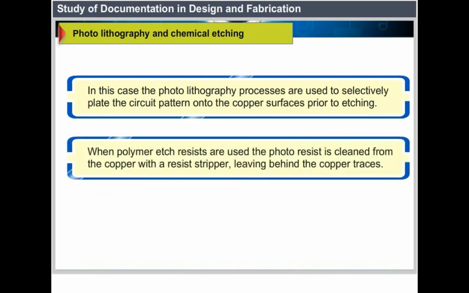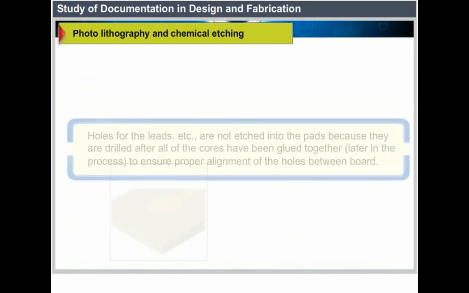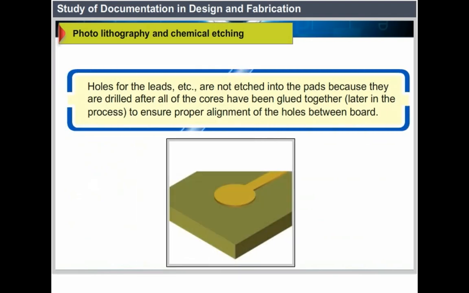When polymer etch resists are used, the photoresist is cleaned from the copper with a resist stripper, leaving behind the copper traces. When metal etch resists are used, the plating is typically left in place. Holes for the leads, etc., are not etched into the pads because they are drilled after all of the cores have been glued together later in the process to ensure proper alignment of the holes between board layers, as shown in figure.